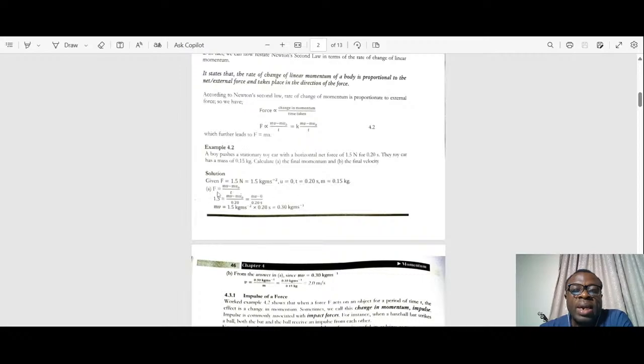So we can use the formula F equals mv minus mu all over T. F is given, and what we are calculating is the final momentum. We know the initial momentum. So from here, you can make mv the subject. By the time you make mv the subject, mv is equal to 1.5 times 0.2 seconds, and that gives us 0.3 kilograms per.